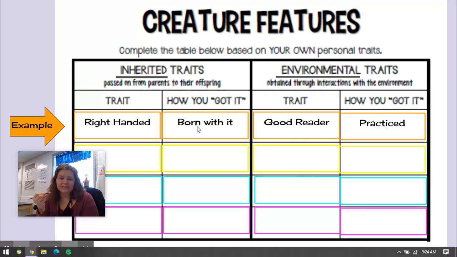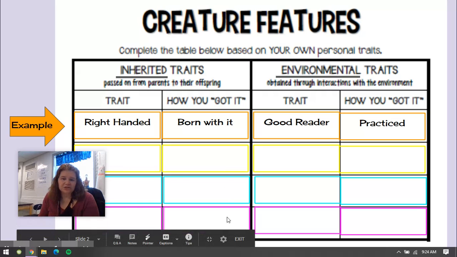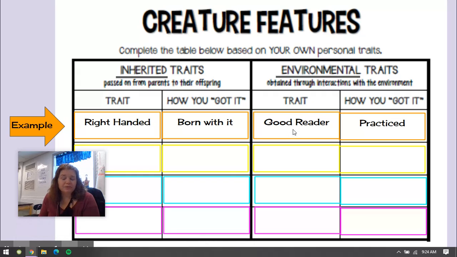That's my inherited trait. So think about some other inherited traits you have and write them down here. And how did you get those traits? Environmental traits. Guess what? I consider myself a pretty good reader. And how I got that was I had to practice. In elementary school, I was not a very good reader.